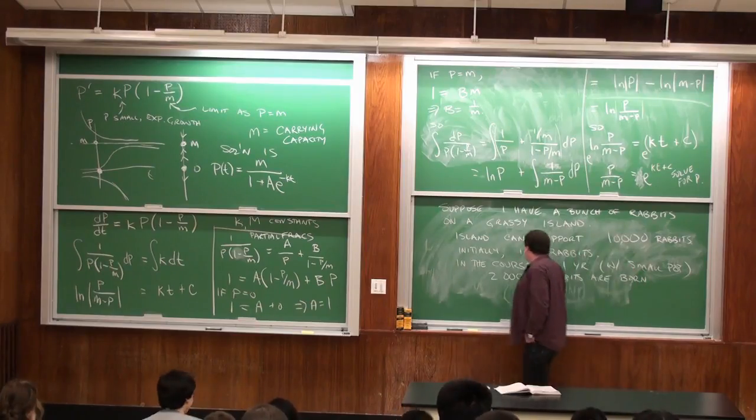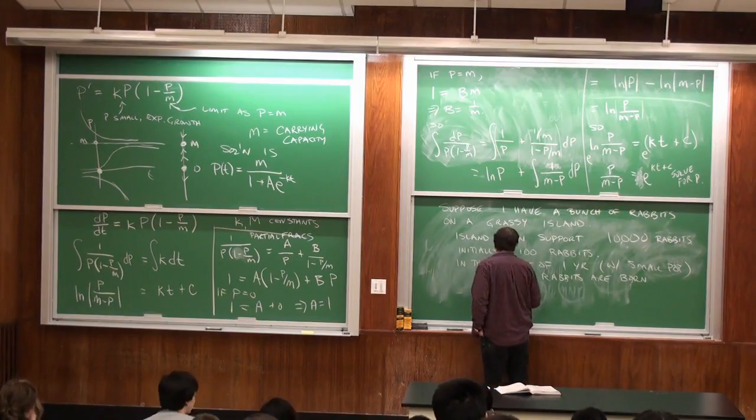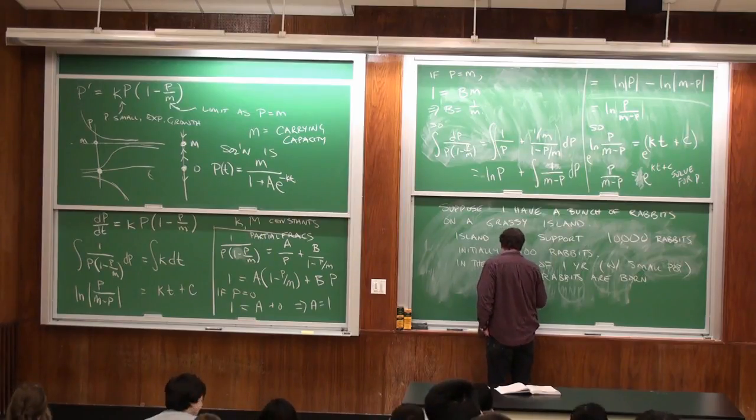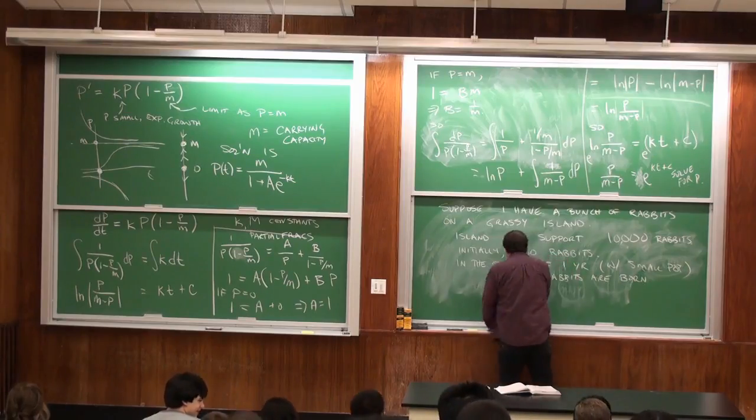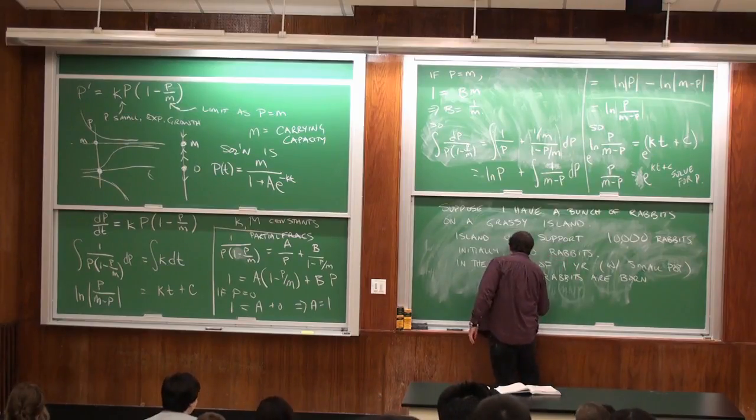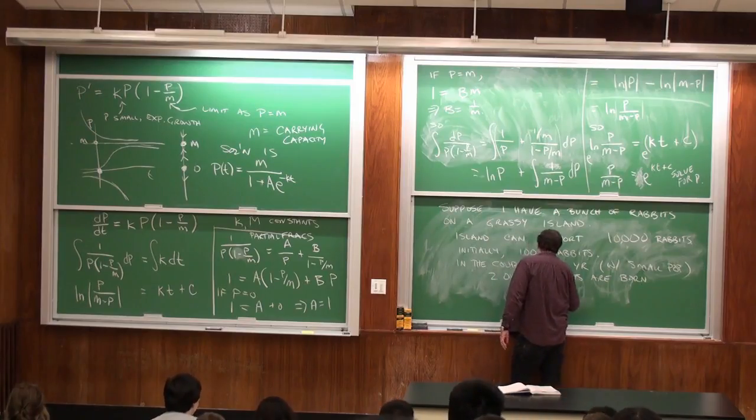And let's say, well, let's make the numbers nicer, so let's say 50 die. 2,050 rabbits are born and 50 rabbits die.